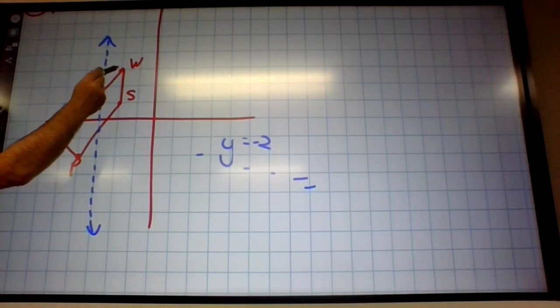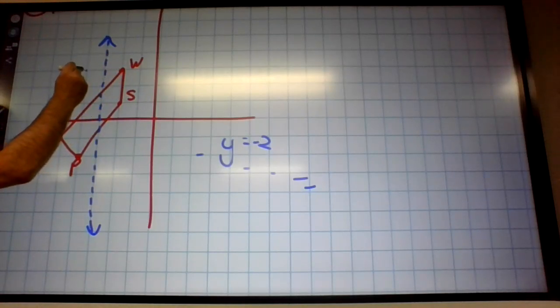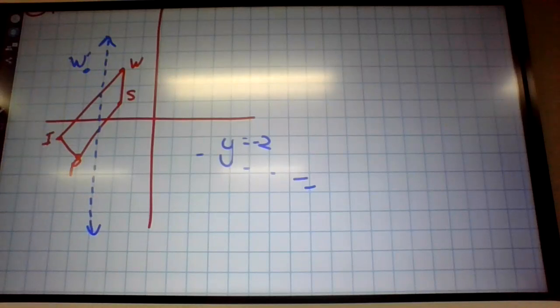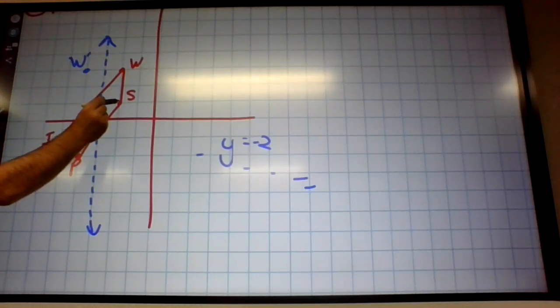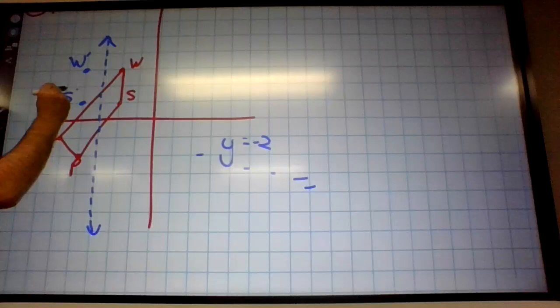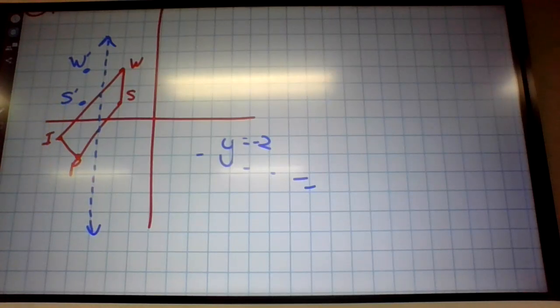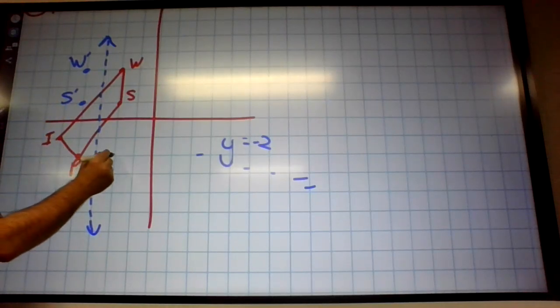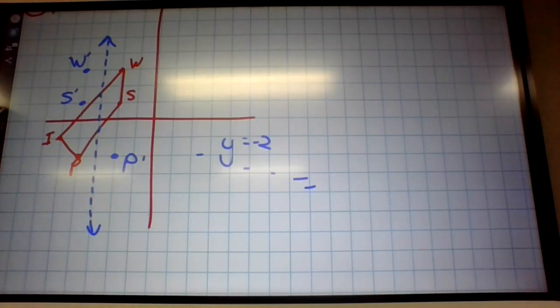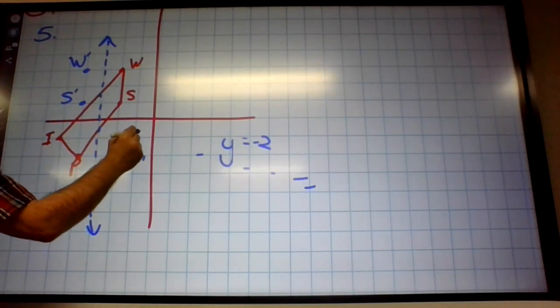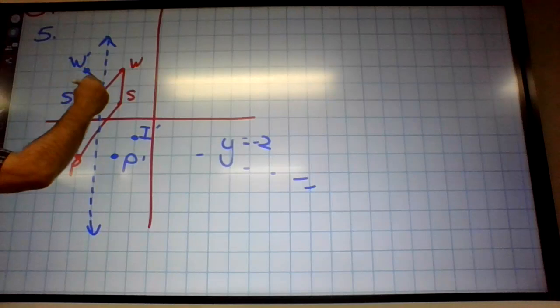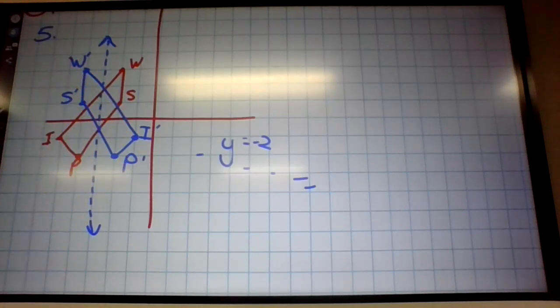W is one to the right of the line of reflection, so W prime is going to be one to the left. Same thing with S. S is one to the right, so S prime is one to the left. P is one to the left, so P prime will be one to the right. I is 2 to the left, so I prime will be 2 to the right. So the reflected image is on top of the other image.